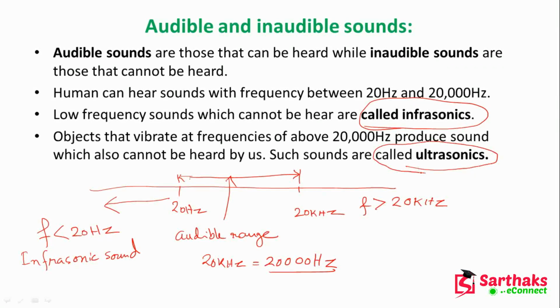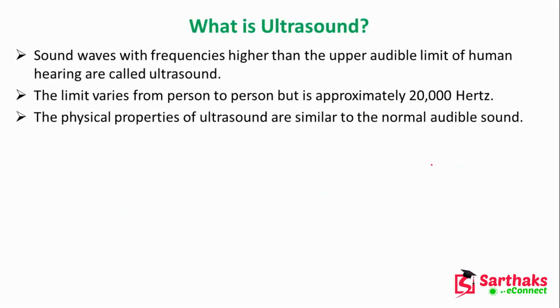Right? So what we have studied in this slide: first the audible frequency range, that is 20 hertz to 20 kilohertz. Then if the frequency of the sound wave is less than 20 hertz, it will be called infrasonic sound. And if the frequency is greater than 20 kilohertz, then it is ultrasonic sound. But our audible range, whatever we can hear, is 20 hertz to 20 kilohertz or 20,000 hertz. Clear?